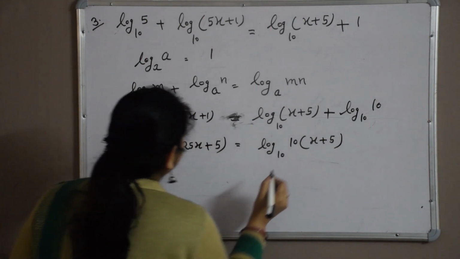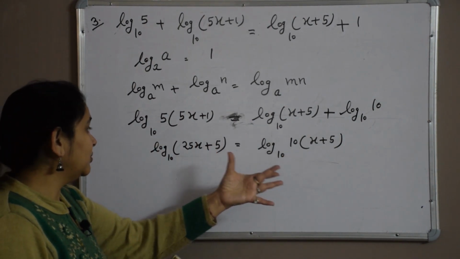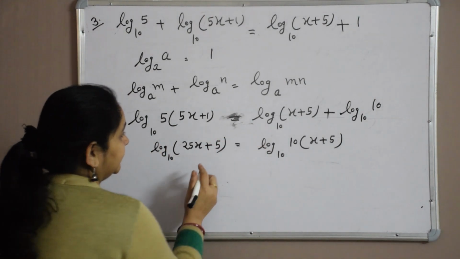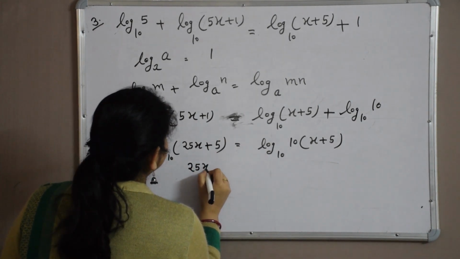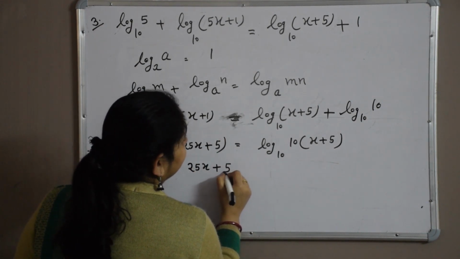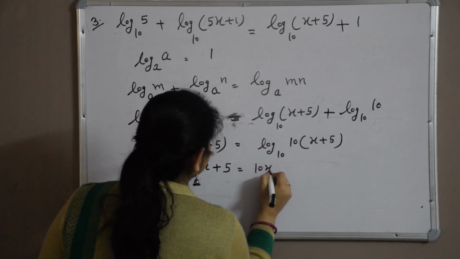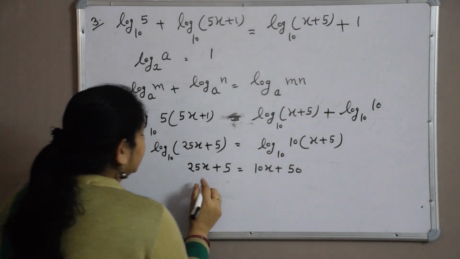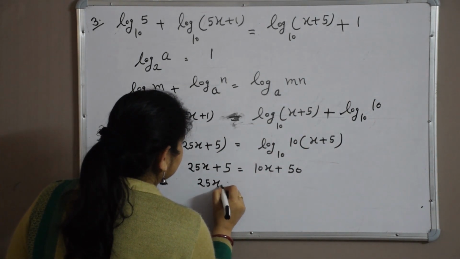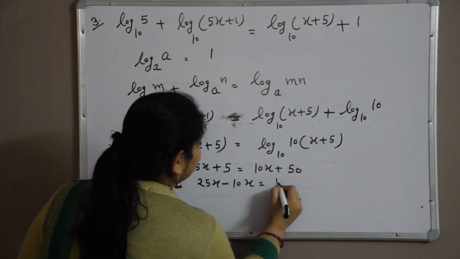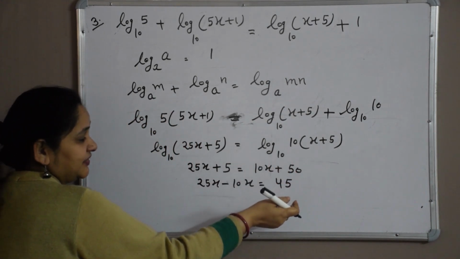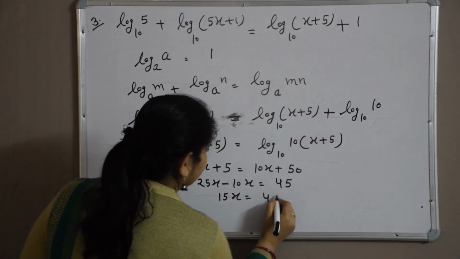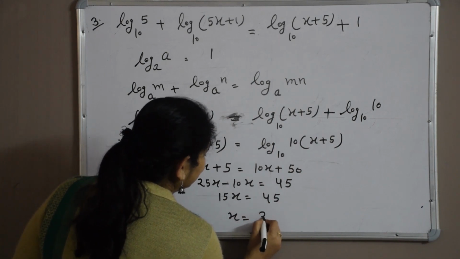Now the two things are equal, they are having the same base and having the same log, so we can equate them. 25x plus 5 equals 10x plus 50. We are multiplying them, 10x plus 50. Now 25x minus 10x is equal to 45. 50 minus 5 is 45, and it becomes 15x is equal to 45 and x is equal to 3.